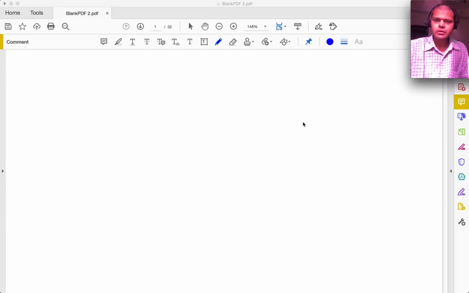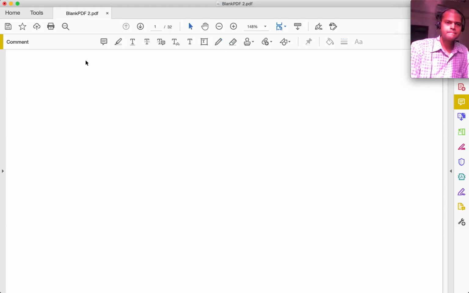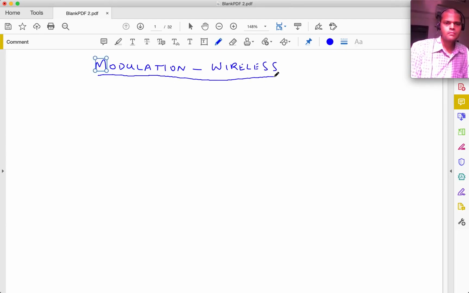So today we will start talking about modulation in wireless networks. This is something similar to line coding in wired networks, which we've already studied, but it's a little bit more complicated because of the situations in wireless networks.